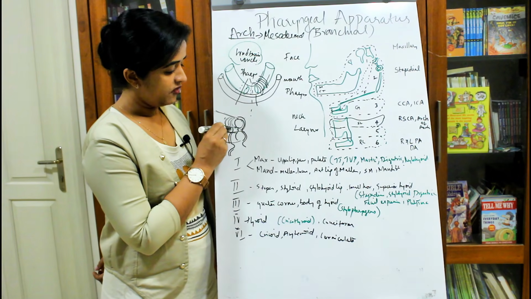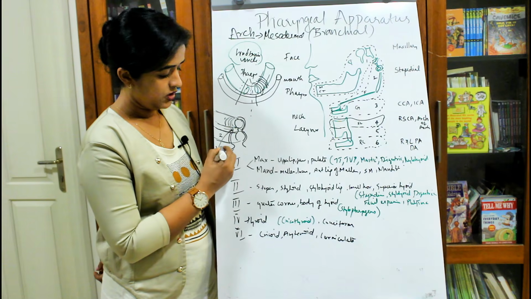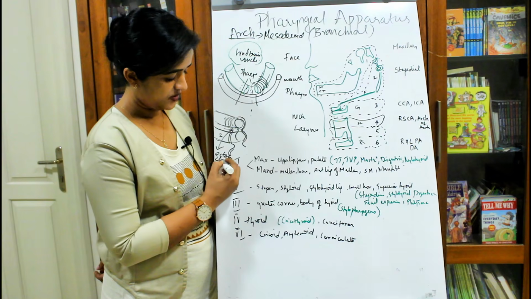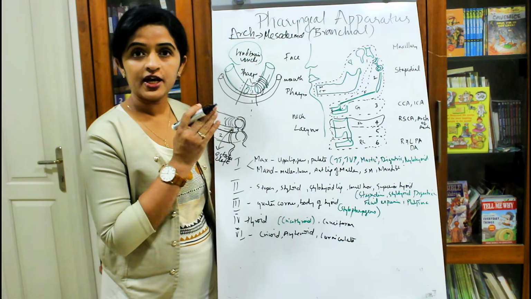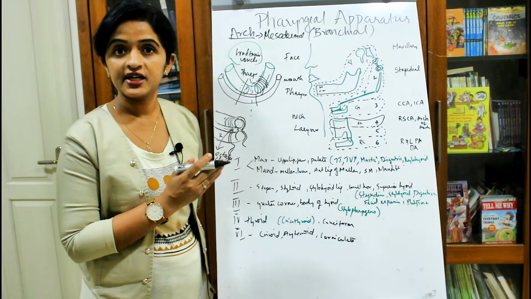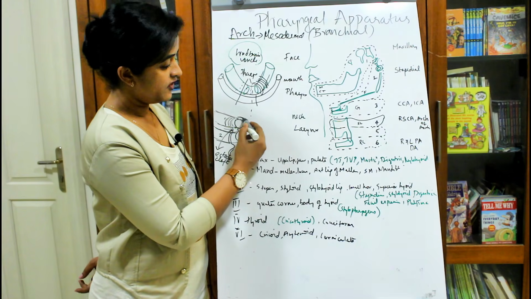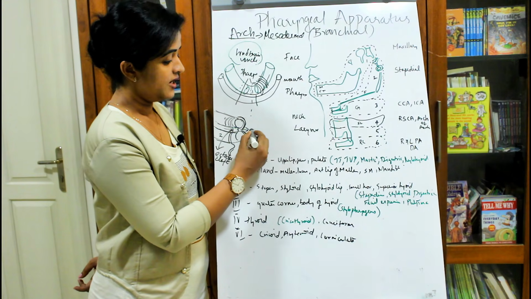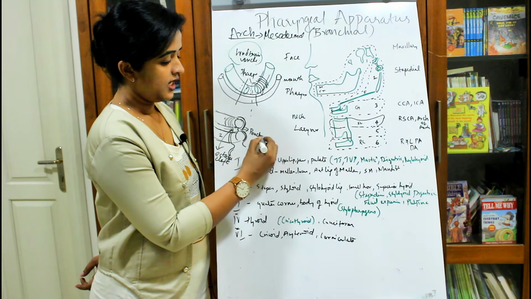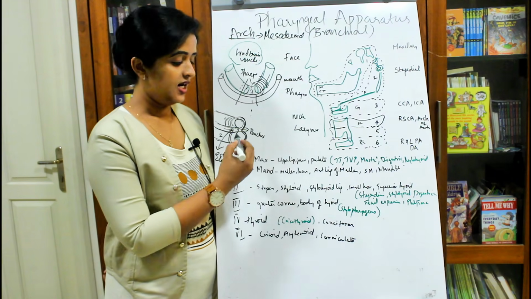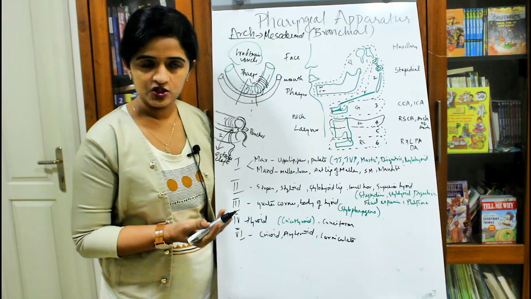So the dipping of the ectoderm, here you call it as ectodermal cleft. So the dipping of the ectoderm in between the arches, you call it as ectodermal cleft. And the dipping of the endodermal lining, you call it as endodermal pouches. So the derivatives of ectodermal cleft and endodermal pouches we will be discussing later.